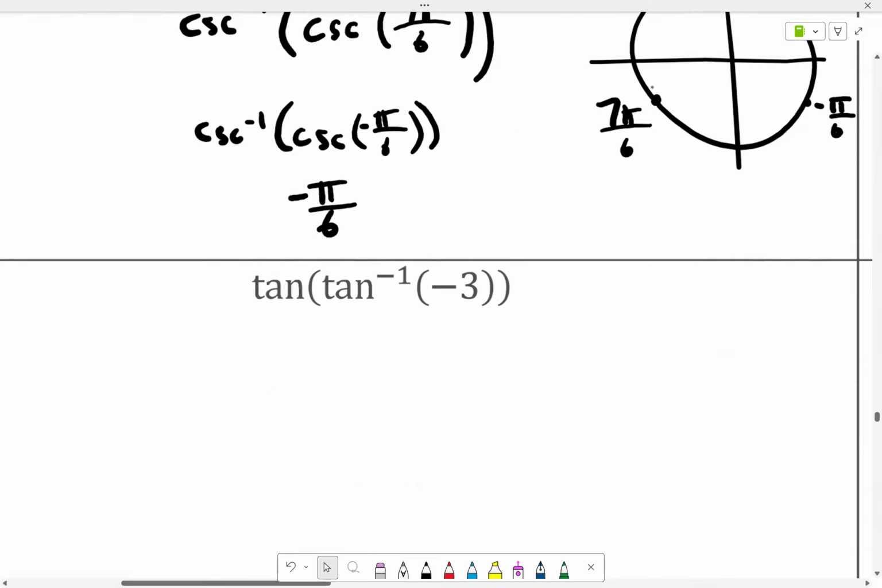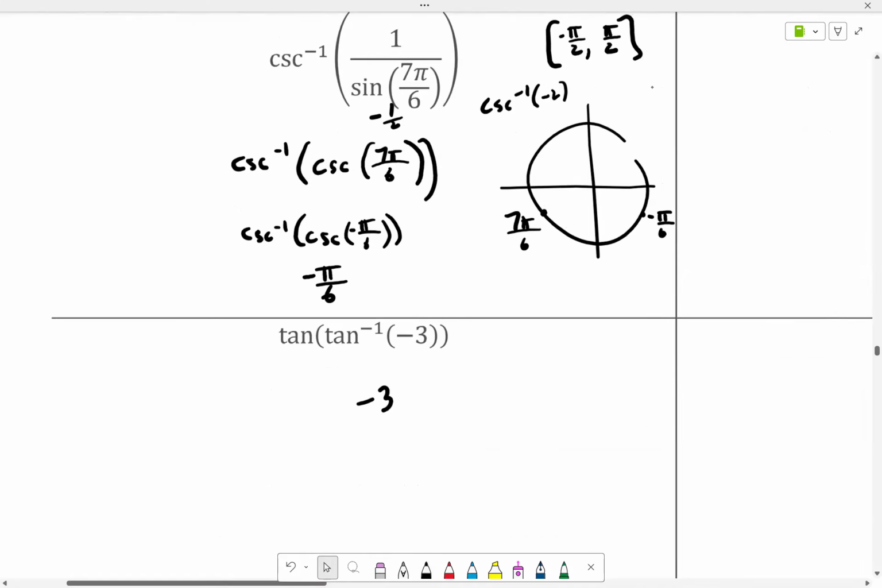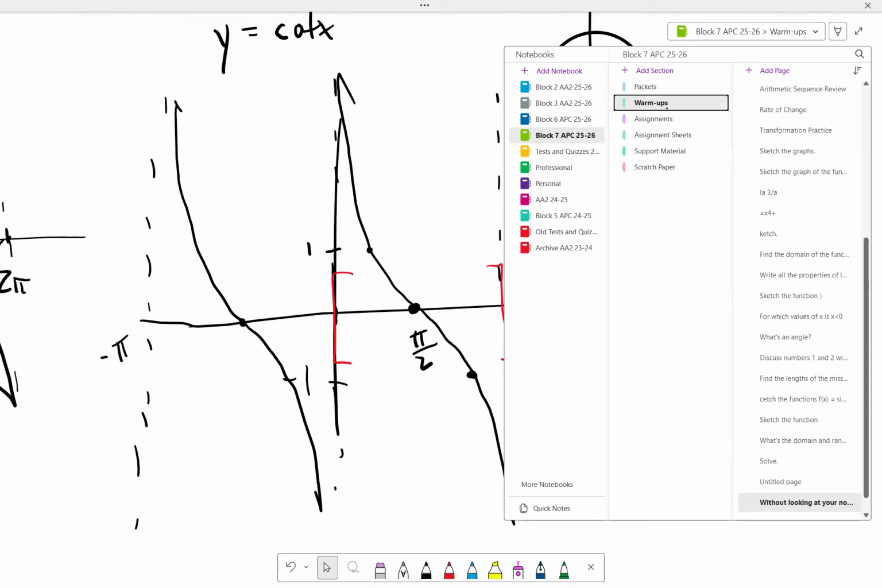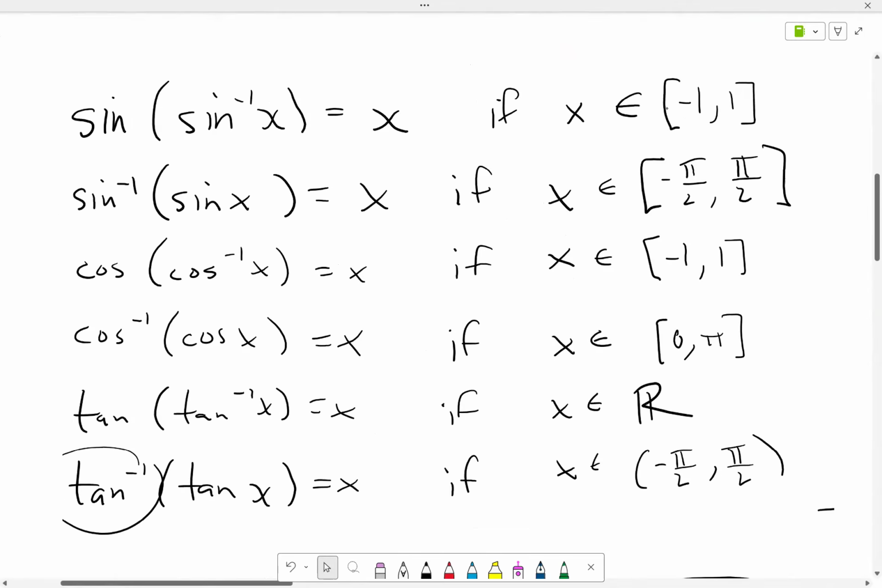This one. Do these just cancel? Yeah, this is just negative. Okay, so we have problems. You're gonna see some of those in your assignments tonight. For these, it will always equal x with those restrictions on x.